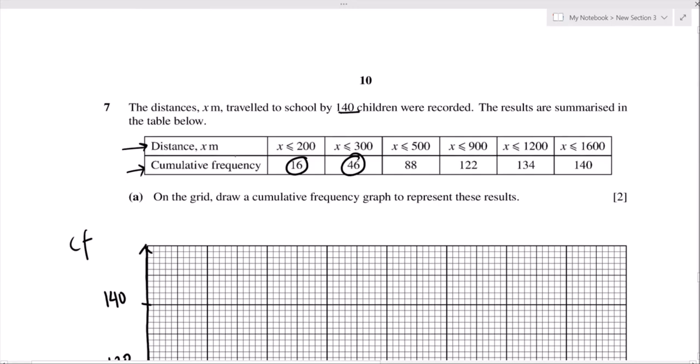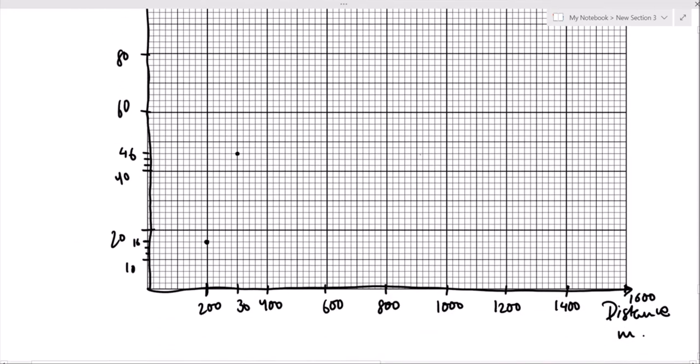Let's look for the third one. That's x less or equal to 500. It has a value of 88. So 500 is going to be right here, and this has the value of 88. That's going to be 90 right here, which means that this value is going to be 88. The corresponding point is right here. So this is the third point.